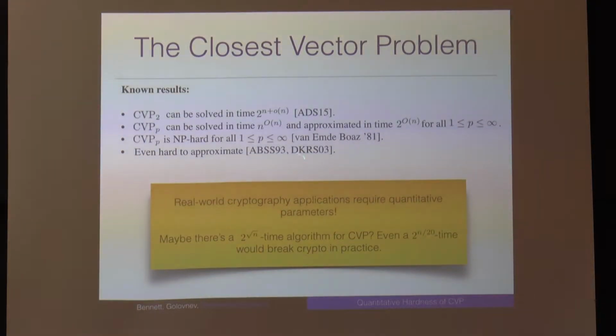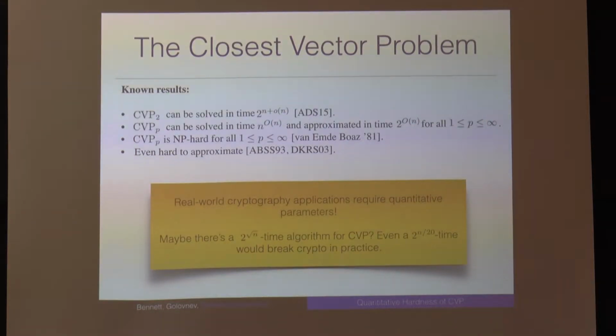So as far as we know, based on these results, nobody will be surprised if there's a 2 to the root n time algorithm for CVP. And even a 2 to the n over 20 time algorithm would break all crypto in practice. So from my perspective, this is kind of scary. Because if we're going to use this stuff on the scale of the internet, we should probably have some reason to believe that this isn't the case.